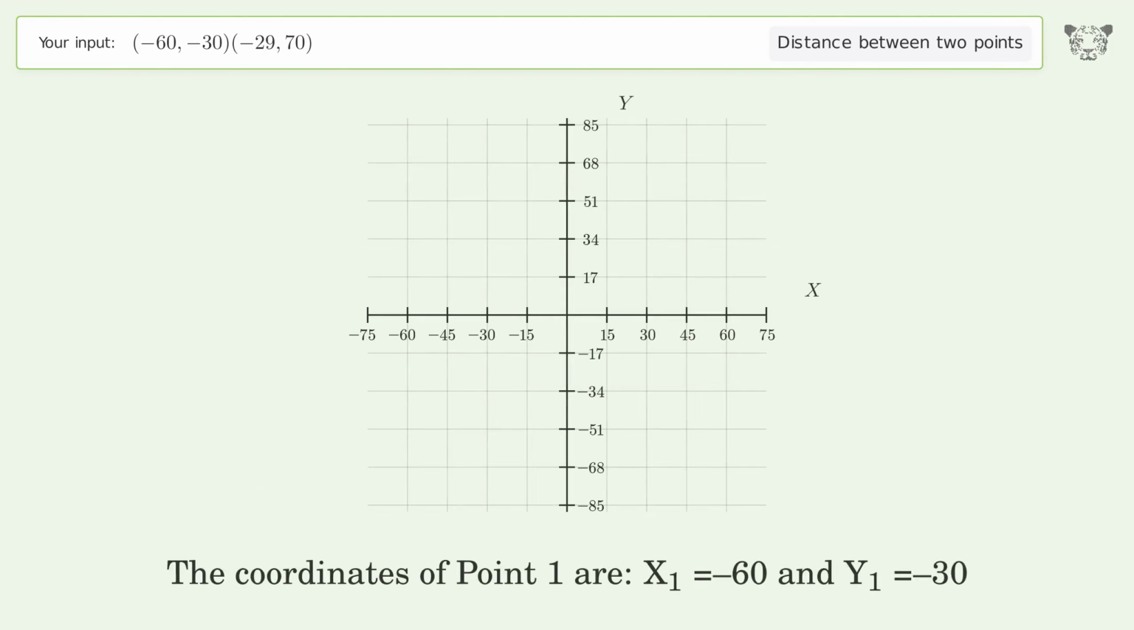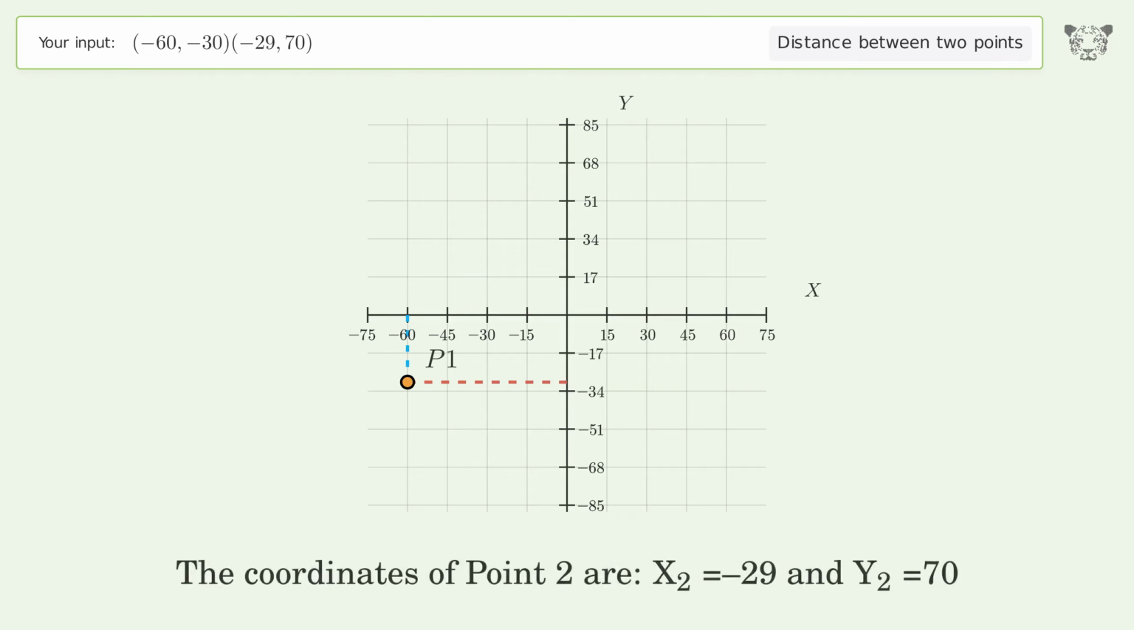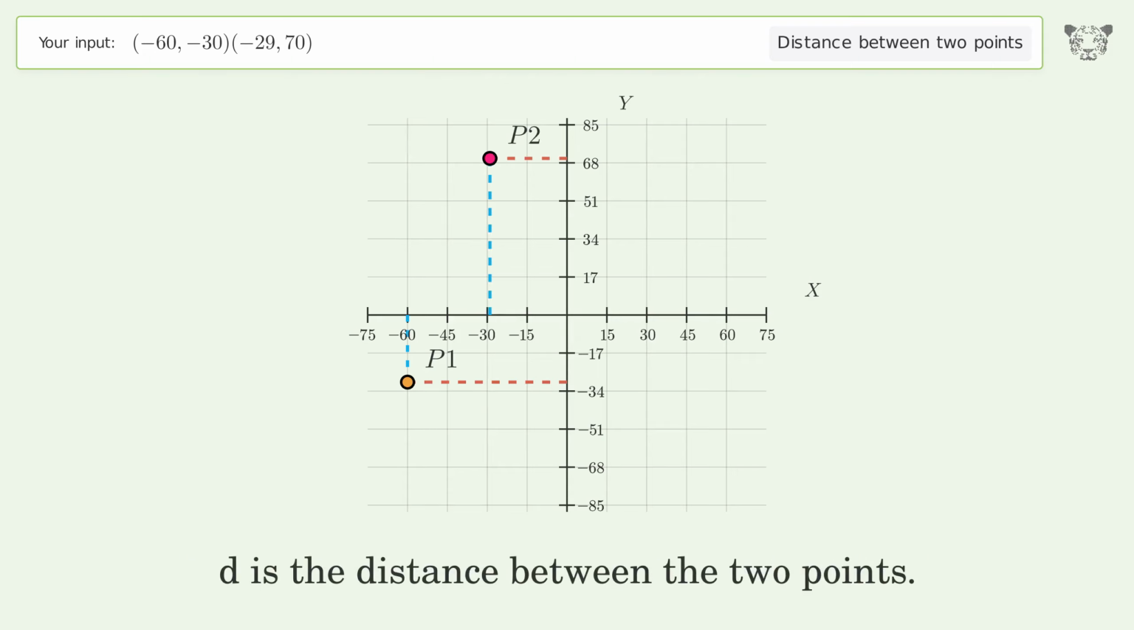The coordinates of point 1 are, x1 equals -60 and y1 equals -30. The coordinates of point 2 are, x2 equals -29 and y2 equals 70. D is the distance between the 2 points.